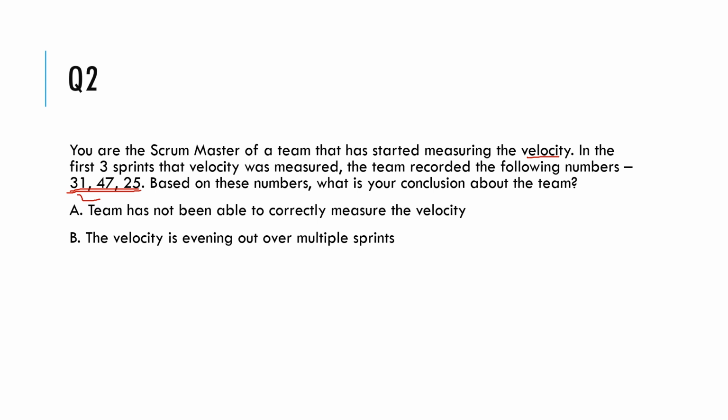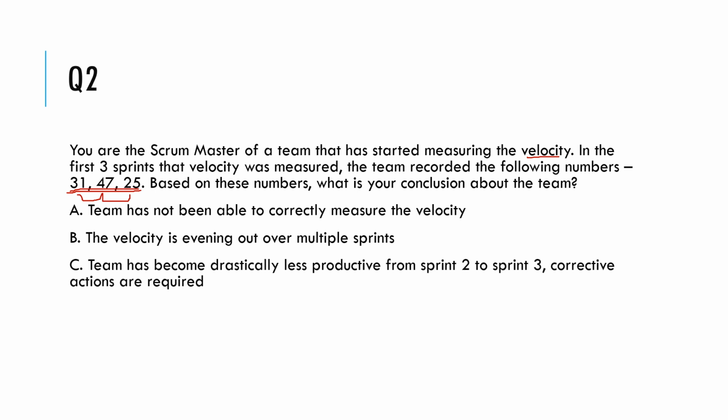Well, I don't see that happening. 31, 47, and then 25. It is definitely not evening out. C, team has become drastically less productive from sprint 2 to sprint 3. Corrective actions are required, which is true. 47 to 25, you might feel that the team has become less productive from sprint 2 to sprint 3. And D, team is still determining the story point scale.